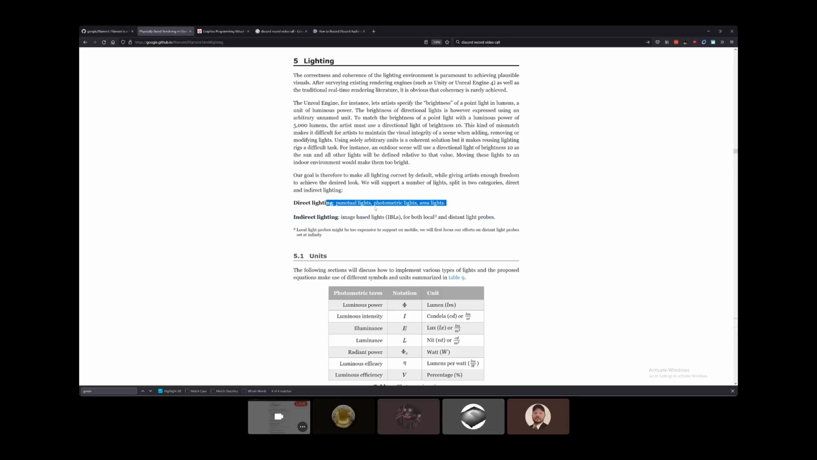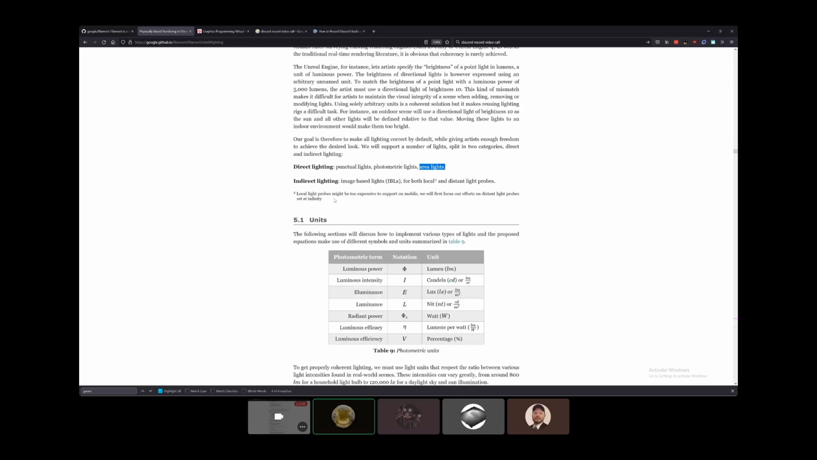Direct lighting. So we've got punctual lights, photometric lights, and area lights. We talked about this last week. Actually, we found out what the radiometric or photometric lights are: they're measured off of a physical light source. If you've ever seen those graphs of antenna sensitivity, like directional antennas or even microphones, like the cardioid mics, that's the same type of idea.